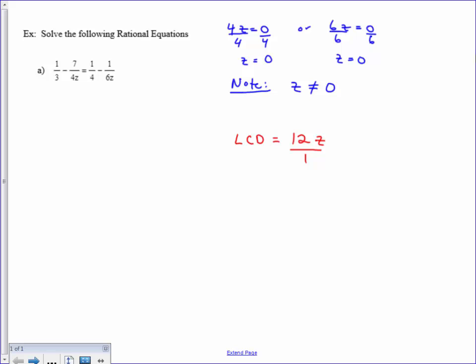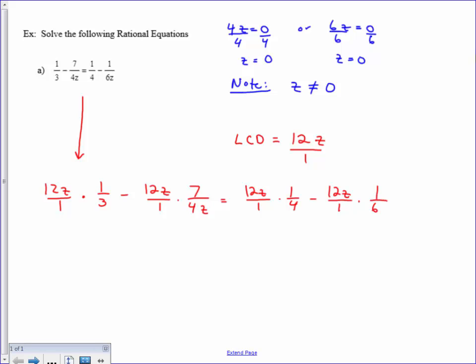I'm going to put it over 1, and then what I'll start my problem by doing is multiply each one of these 4 terms by 12z over 1, and what that will accomplish is it will clear my fractions. So I'll take this equation, 12z over 1 times 1/3 minus 12z over 1 times 7 over 4z equals 12z over 1 times 1/4 minus 12z over 1 times 1 over 6z.